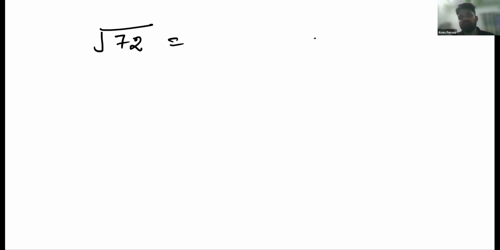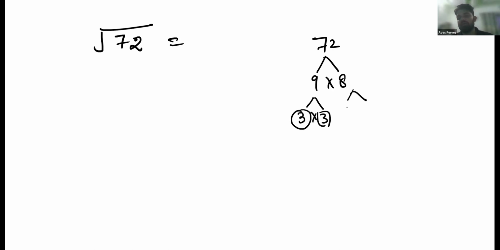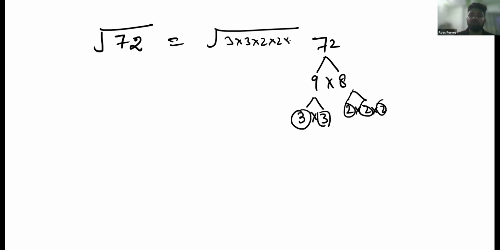You know 72 can be written as 9 8s are 72. Now 9 is not a prime number, so we'll have to split it into 3 into 3. Now these are prime numbers. Now 8 can be written as 2 into 2 into 2. Then these are prime numbers. So this is under root 3 into 3 into 2 into 2 into 2.